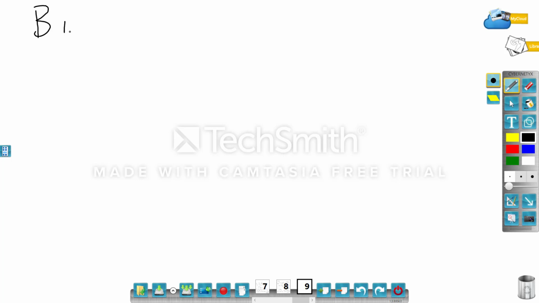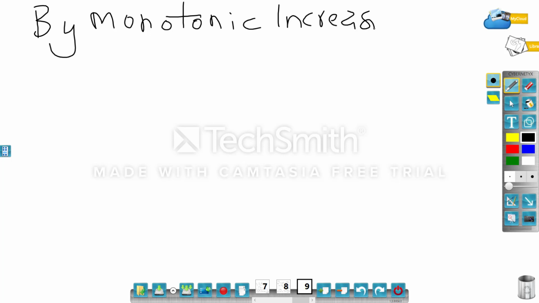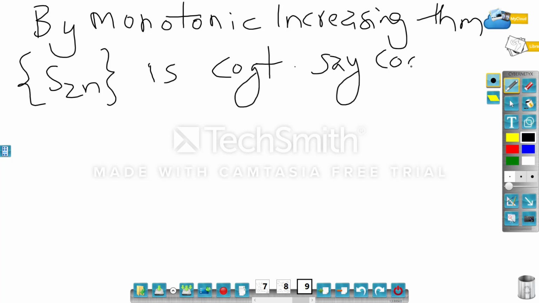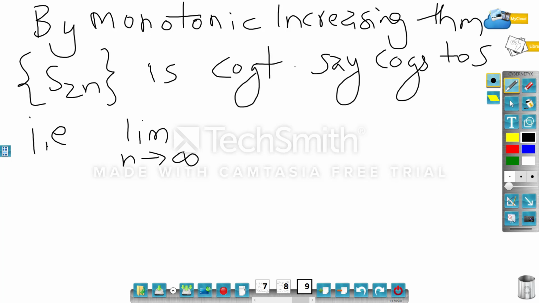So by the monotonic increasing theorem, which we have studied in the first year BSc, semester 1, the sequence S of 2n is convergent, and we will say it converges to S, that is, the limit as n goes to infinity of S of 2n is equal to S. Let me call this equation A.